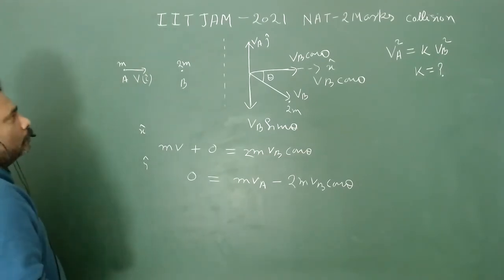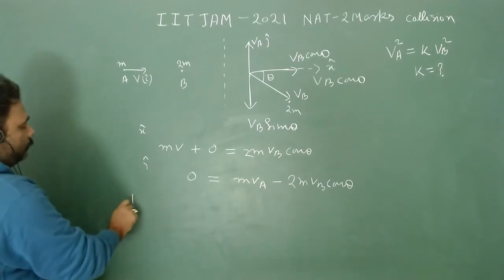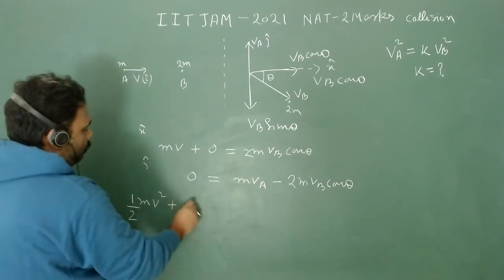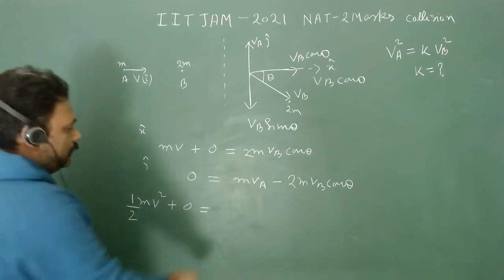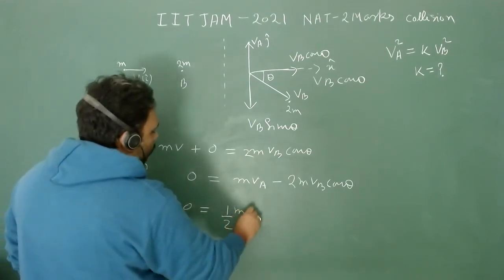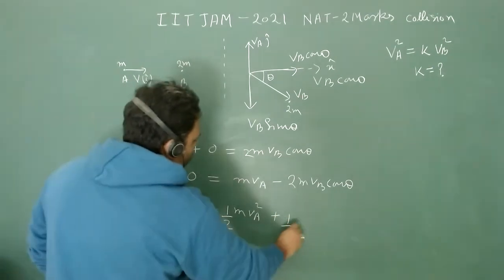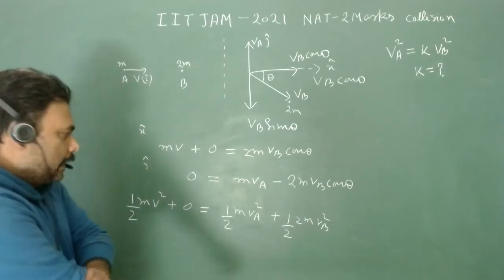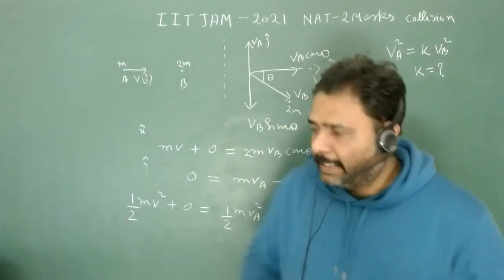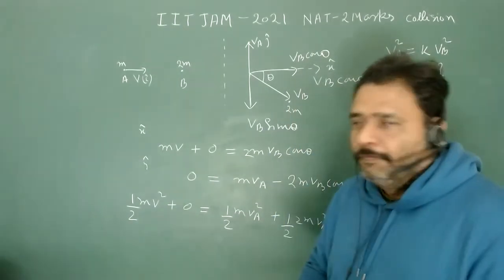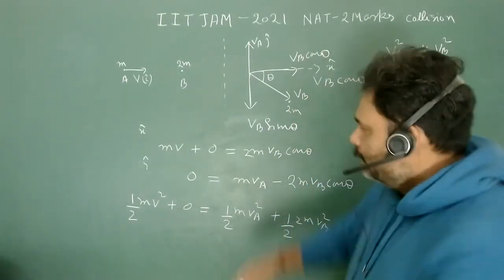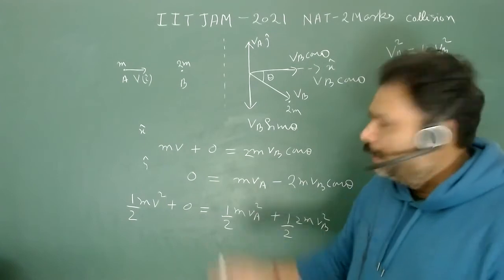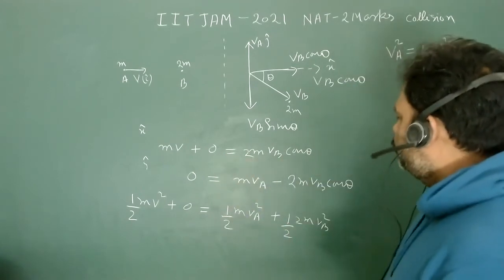Then we go for conservation of kinetic energy. That will be half m v square plus 0, because B is at rest, and then half m VA square plus half 2m VB square. Now we have to solve these to find the relationship between VA square and VB square. This is the actual challenge, and up to this point everyone can do it in a very easy manner. Everyone can write these equations, but look at how we are going to solve it.